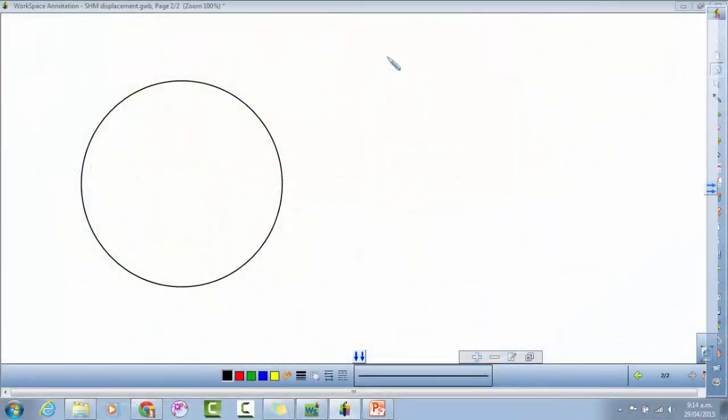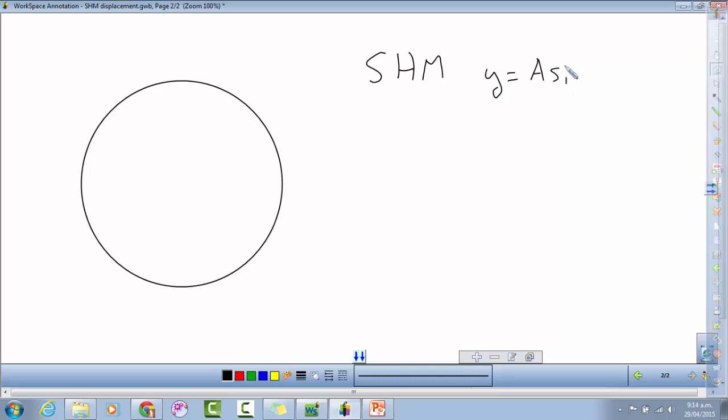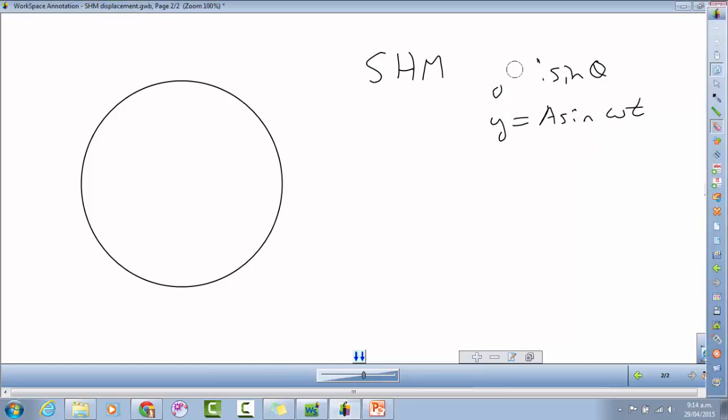So now that we've got a formula for simple harmonic motion with reference to the displacement of the object undergoing simple harmonic motion, and that formula was y equals a sine theta, that's the amplitude times sine of the angle, and we decided that we could also write that as y equals a sine omega t. We're now going to look at an equation for the velocity, how we might work out the velocity at any point in the phasor diagram.